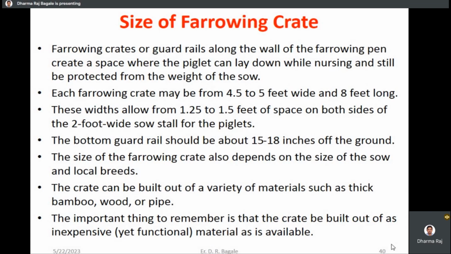So the local materials that are available and that are strong and sufficient should be selected. To build this crate, we can use bamboo, wood, or pipes also.